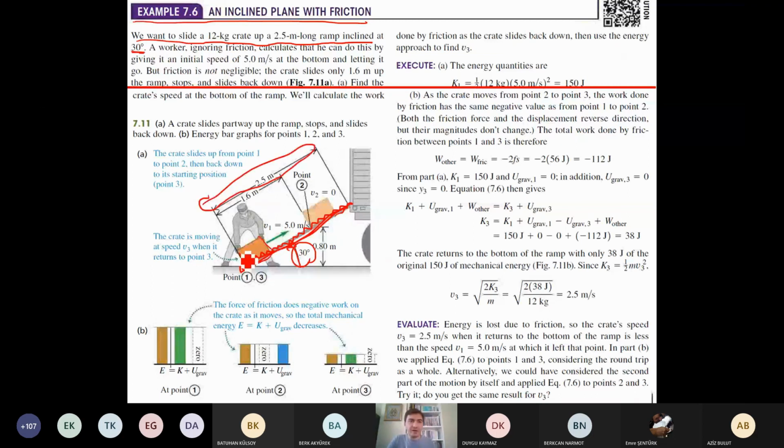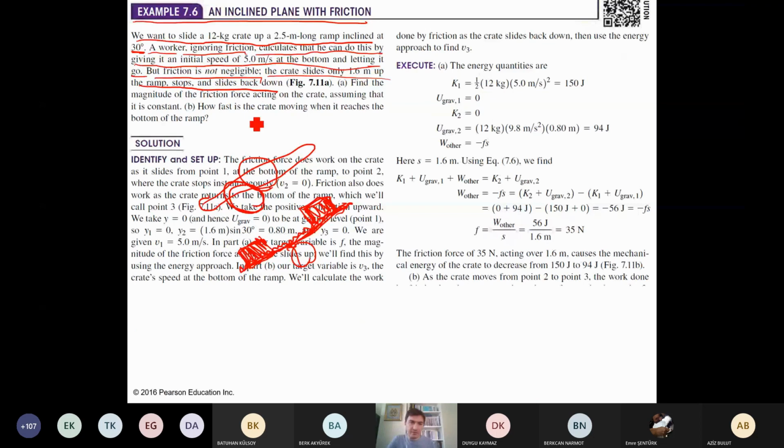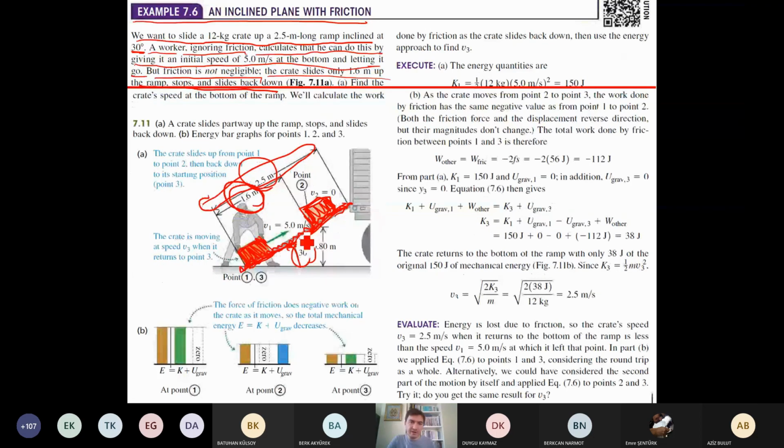A worker, ignoring friction, calculates that he can do this by giving it an initial speed of 5 meters per second at the bottom and letting it go. But the friction is not negligible, so there is friction on the surface. Due to this friction, the crate slides only 1.6 meters up. Normally the length of this ramp is 2.5 meters, but this box only slides up to this point, which is given as 1.6 meters, and stops there, then slides back down. So it stops here and then it goes back, okay.